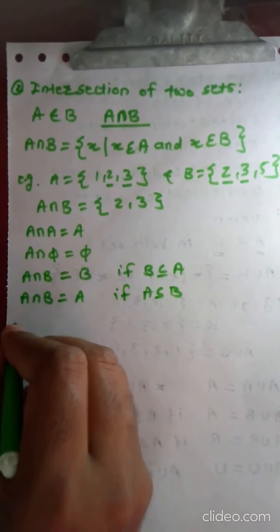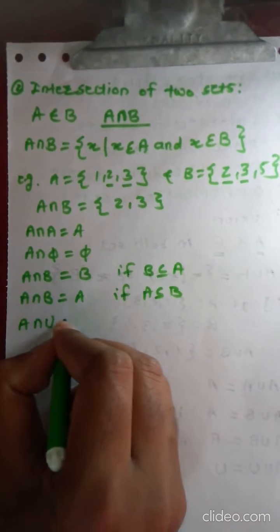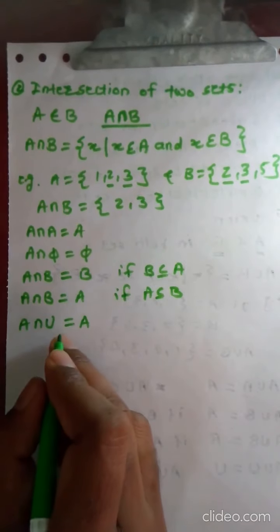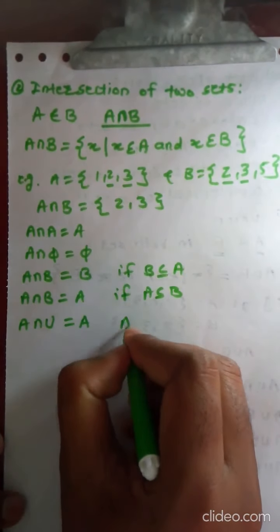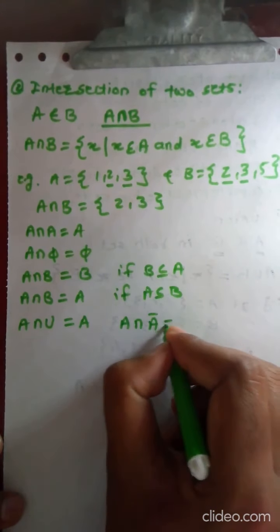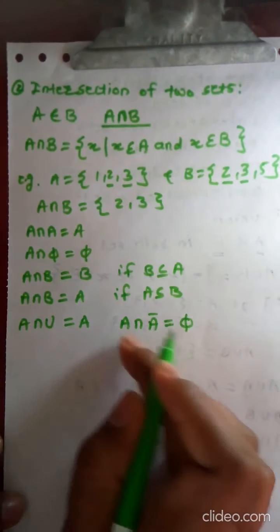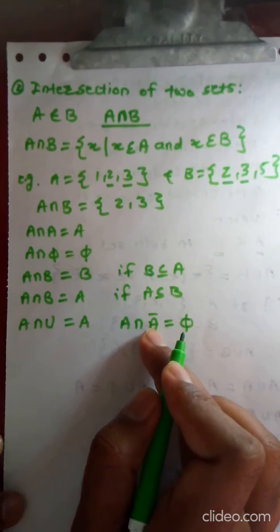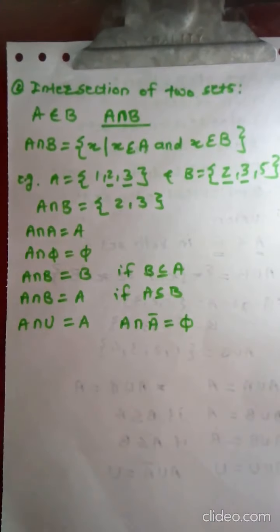Then again next one is A intersection U is equal to A. U is the universal set. Then A intersection A's complement is equal to phi, right? So there is no common element in A and A's complement, right? So this is about the intersection of two sets.